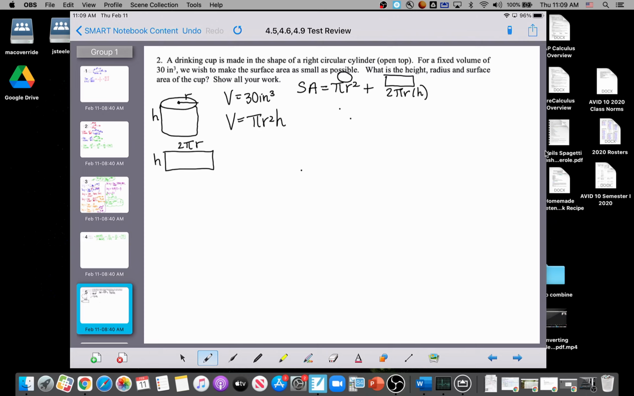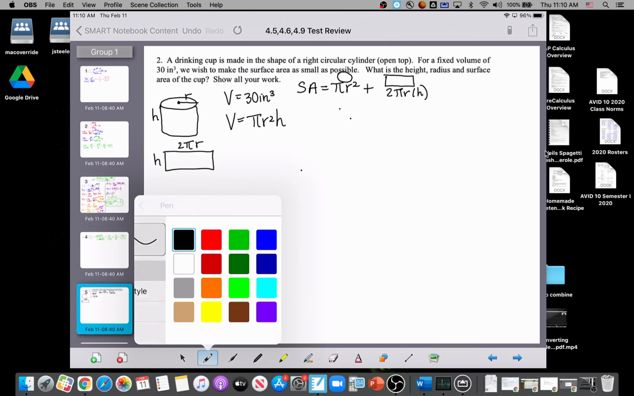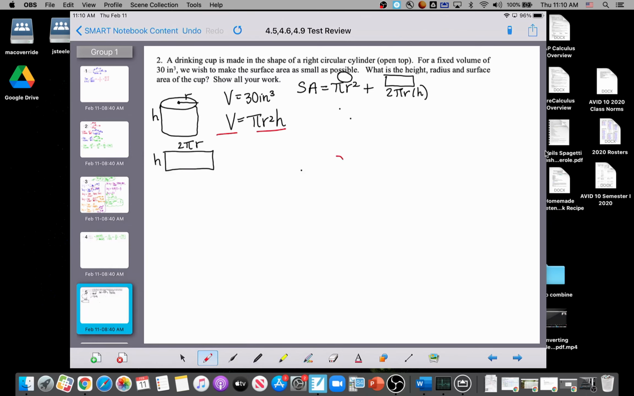Okay, so here is our issue. Our surface area equation, which we are trying to minimize, has too many variables in it, right? It has both radius and height in it. And our volume equation has both radius and height. So what we can do is a substitution for h in the surface area equation using our volume equation. So I am going to solve the volume equation for h. I'm going to divide both sides by pi r squared. So then I get h is equal to V over pi r squared.